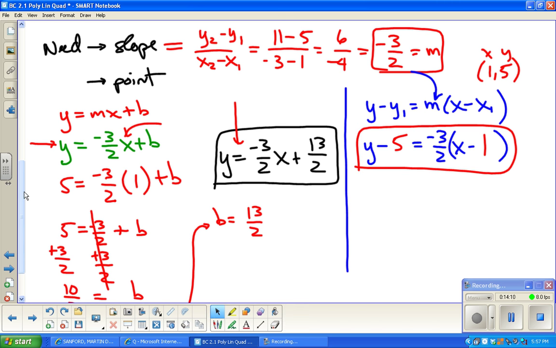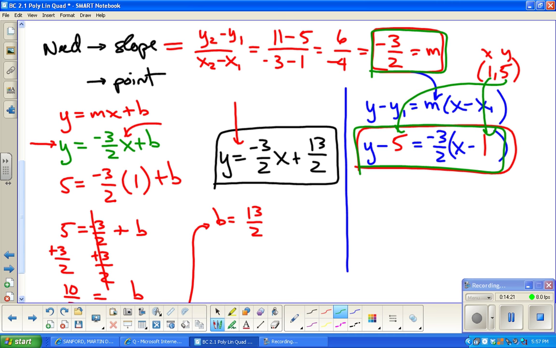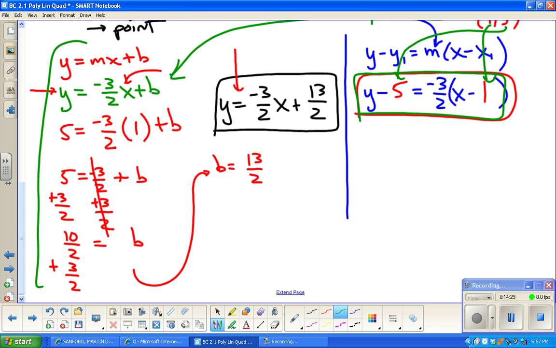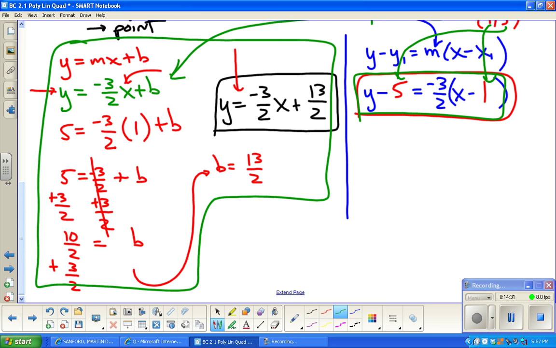Now, let's just do a quick little comparison. I had to find the slope for both of them, and then I need a point in here, and I'm done. Compared to, I had to have the slope for this one, and then I had to do a little more work. You decide.